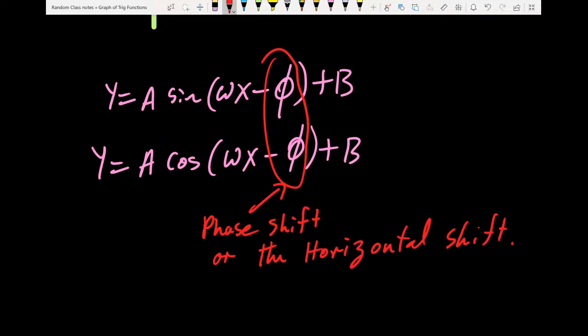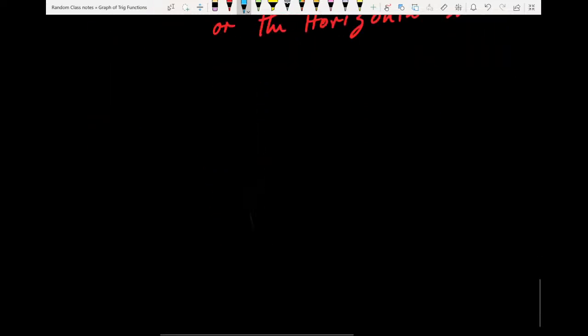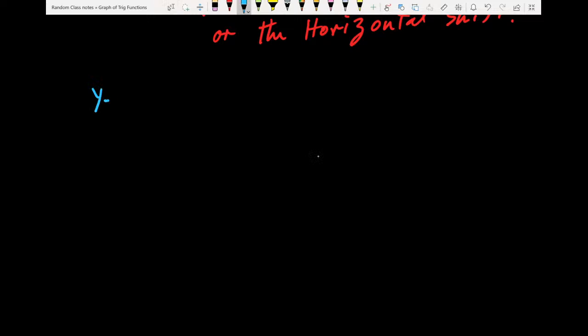Oh, red is a bad color to see. Okay. Now, how does the phase shift work? Let's look at a problem. y equals -3 cosine of 2x minus pi plus 2. Let's not worry about this part, plus 2, vertical shift. Let's graph that.